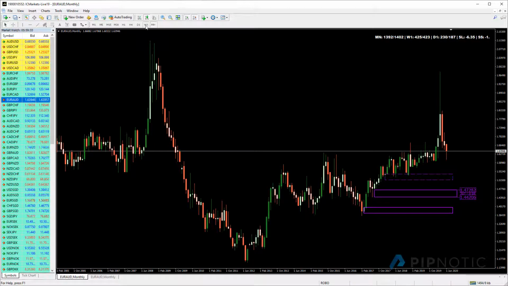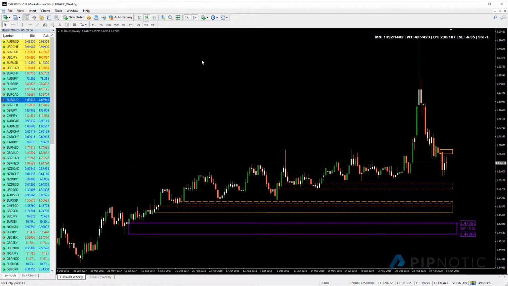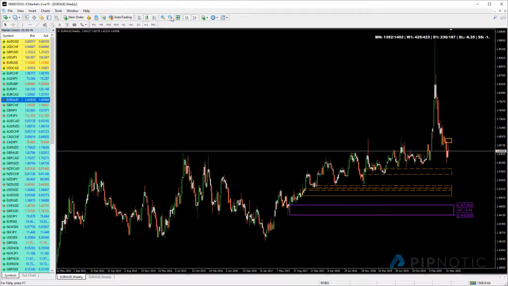So go down to the weekly chart. My internet at the moment is absolutely horrible. It's so slow, and so there's a huge lag in changing time frames. So if it gets really bad, I'll just pause between the changing of time frames.